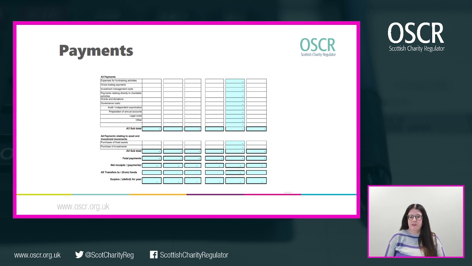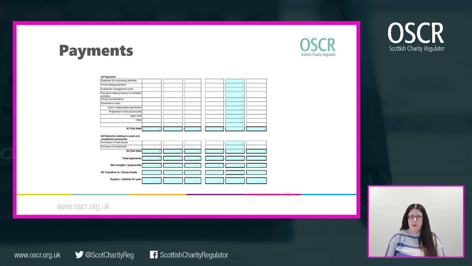You might also have some transfers to or from funds. So for example, you might have had a transfer from an unrestricted fund to a restricted fund to plug maybe a small shortfall that you've had in some of your restricted funding in the year. The very last line then is the surplus or deficit for the year. And this figure is really important because we're going to see how it relates in the next slide on the statement of balances when we're looking at the difference in the bank and the cash figures from the start to the end of the year.